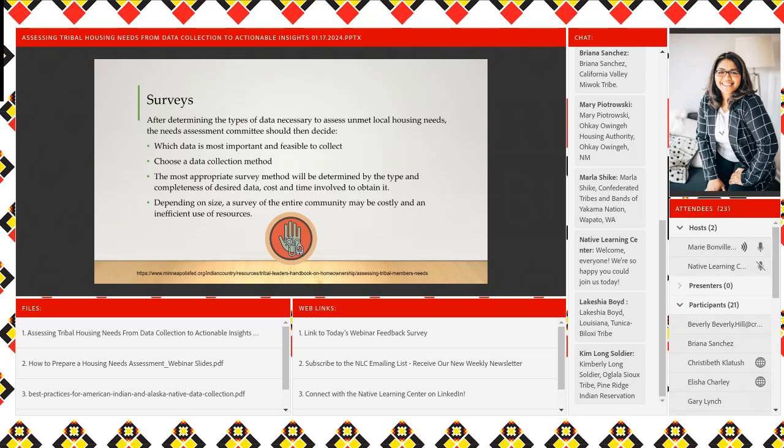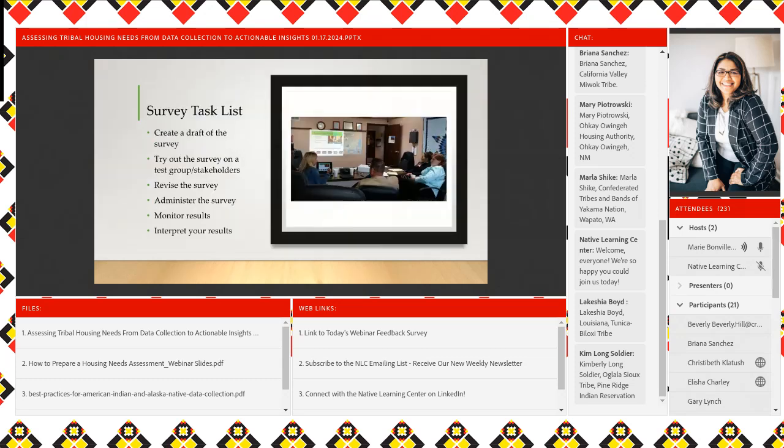So the surveys themselves, I got this directly from the handbook on homeownership for leadership. So if you have new leadership and they're new to housing and the focus there, this leadership handbook is great. But it talks about survey instruments and how it works. I know that you need to create a task list. You need to make sure that you're evaluating the questions themselves.